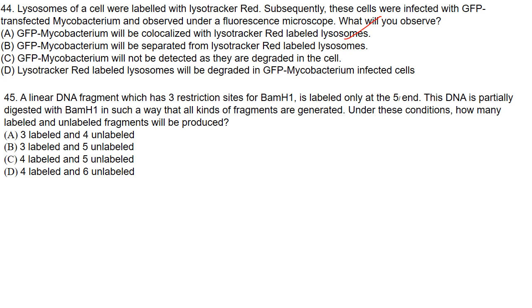Then next one. A linear DNA fragment which has 3 restriction sites for BamHI is labeled only at the 5' end. This DNA is partially digested with BamHI in such a way that all kinds of fragments are generated. Under these conditions, how many labeled and unlabeled fragments will be produced?